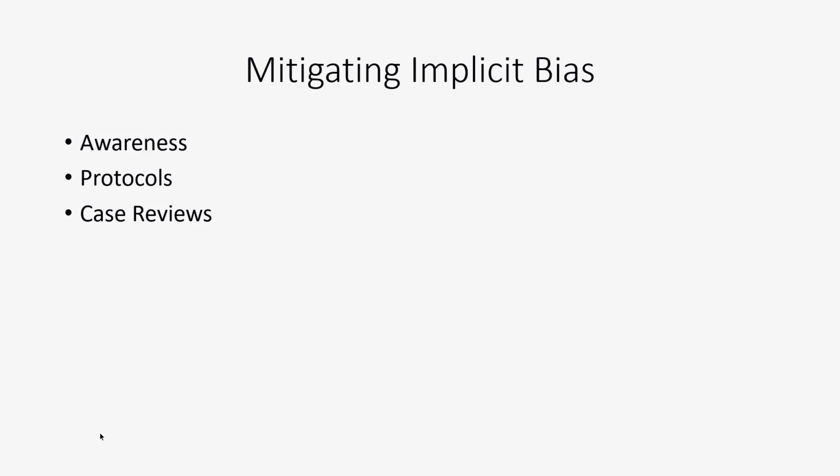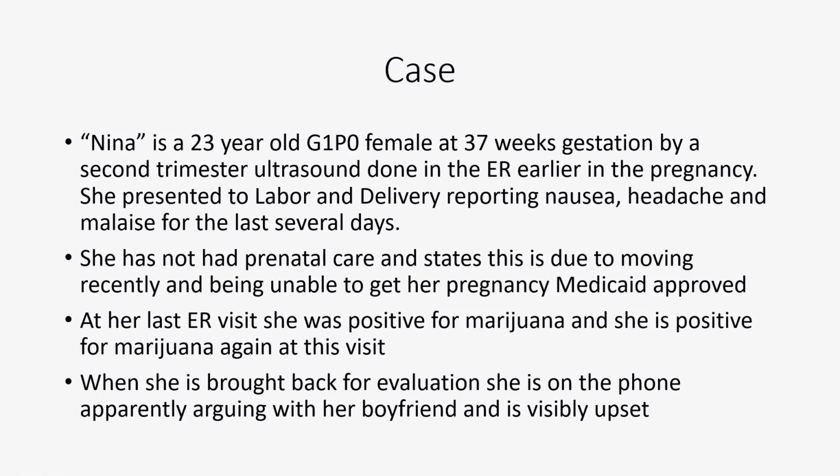So we can skip on to the case now. Next slide. I was trying to get this really fast, but this is not just one patient. I've seen several patients like this, so this is actually very common, unfortunately. Nina is a 23-year-old gravida 1 female at 37 weeks gestation. Her ultrasound was a second trimester ultrasound, actually done in the ER earlier in the pregnancy because she really didn't have prenatal care.